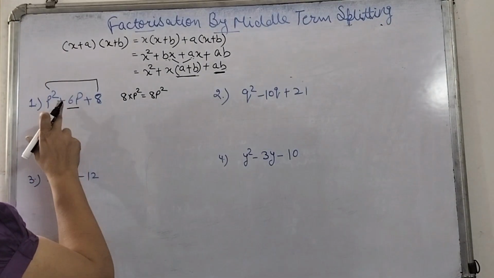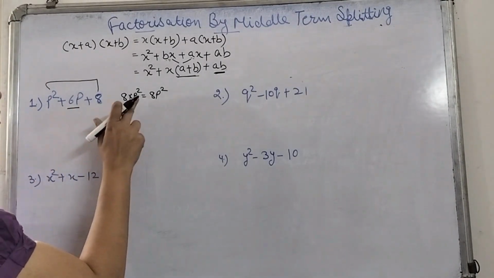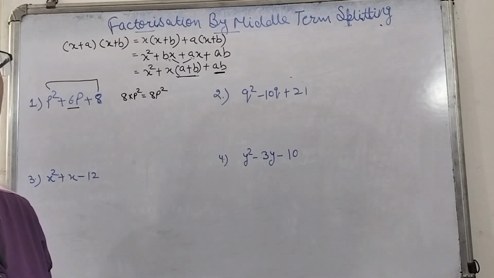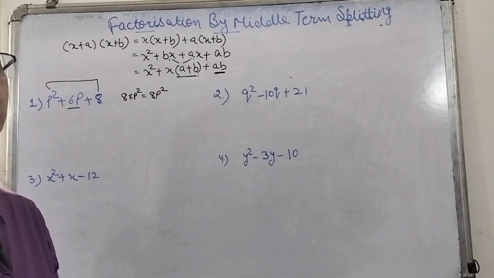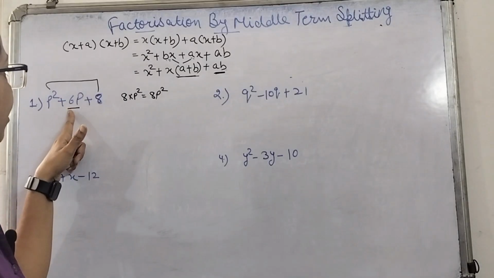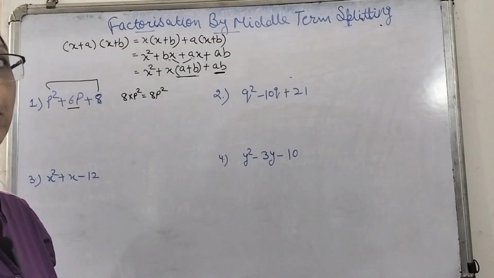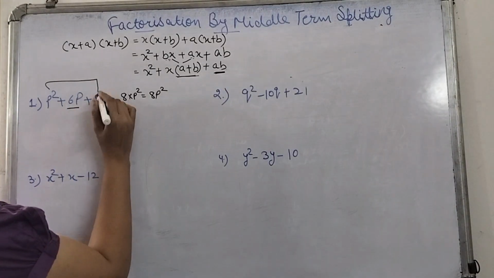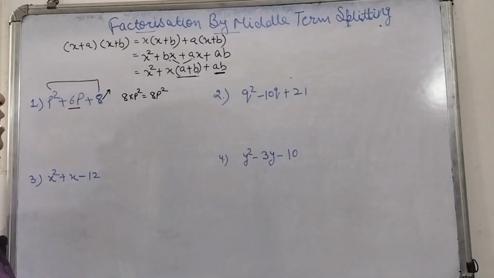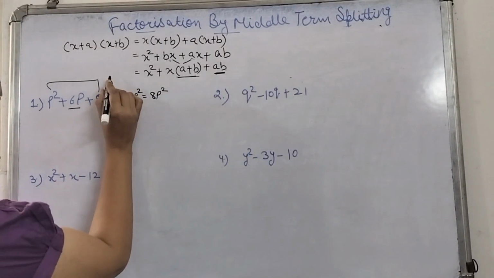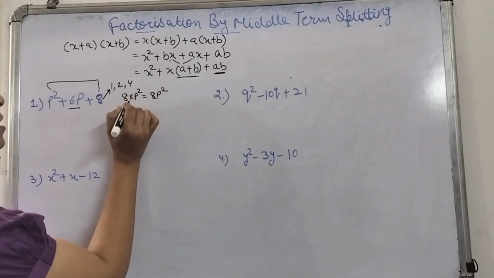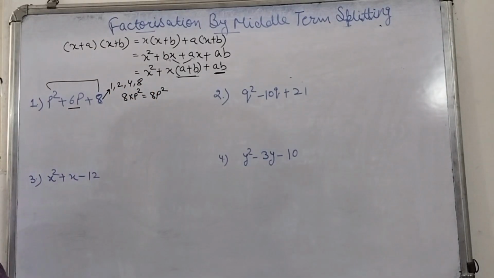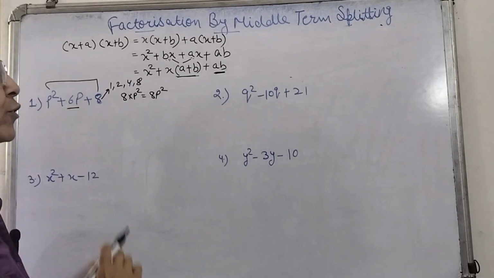Now we can see the sum is positive and the product is positive, which is possible only when both the terms are positive. Then only the sum will be positive and the product will be positive. Now we see the factors of 8. The factors of 8 are 1, 2, 4 and 8. These are the factors of 8.